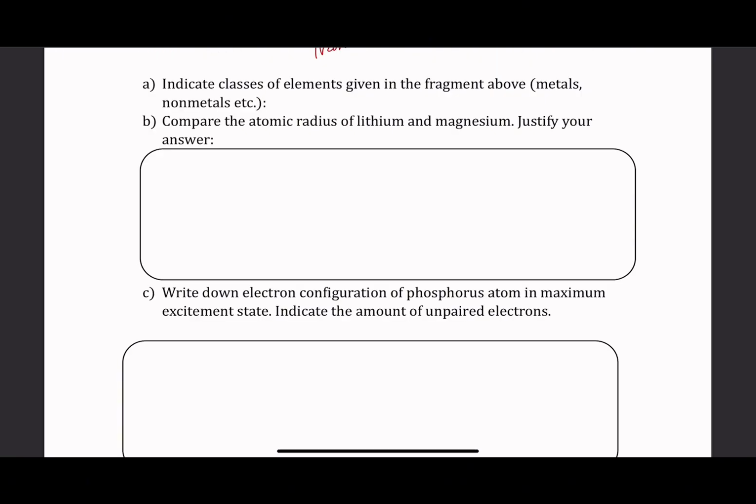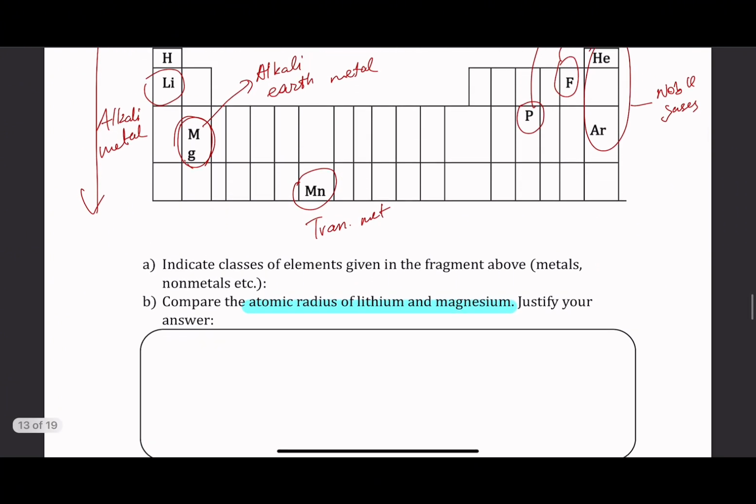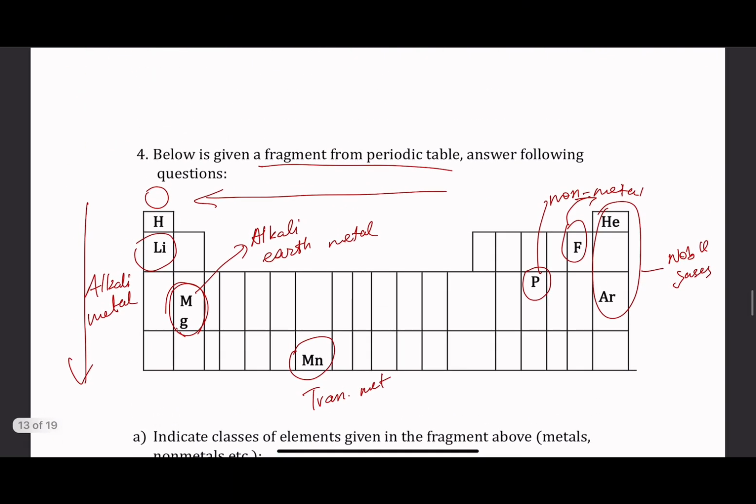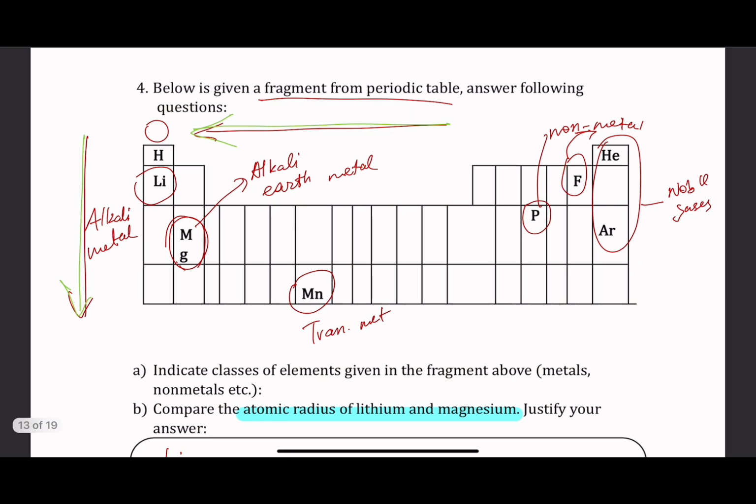Now the next question is asking us to compare the atomic radii of lithium and magnesium. I will give you the answer for this, but I'm just going to go over the theory first, and then you will get the answer yourself too. So, lithium and magnesium. First of all, we can find from our periodic table that lithium has atomic number 3 and magnesium has 12. And the atomic radius trend goes like this, right? As we go towards the left and as we go towards the bottom, atomic radius increases.